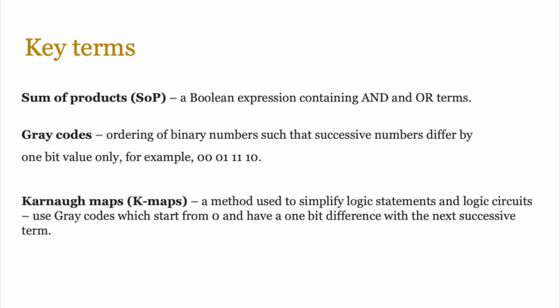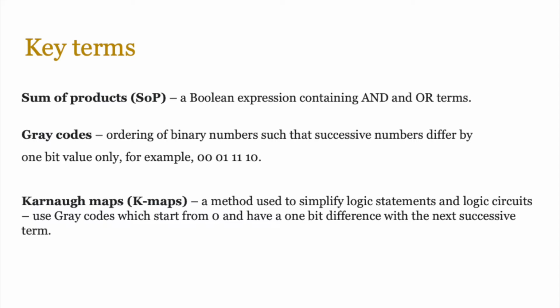You should understand that when we talk about sum of products, we basically are talking about a Boolean expression which contains AND or OR terms, which basically is most of them. When we talk about gray codes, these are the ordering of binary numbers such that the successive numbers differ by a 1-bit value only. For example, 00 and 01 are successive, they're one after the other, and the difference is only 1 bit. 0 to 1 is just a 1-bit difference. And then the next one is 3, which is 11, and the next one is 10, which is a 2. So the difference between 3 and 2 is also 1 bit.